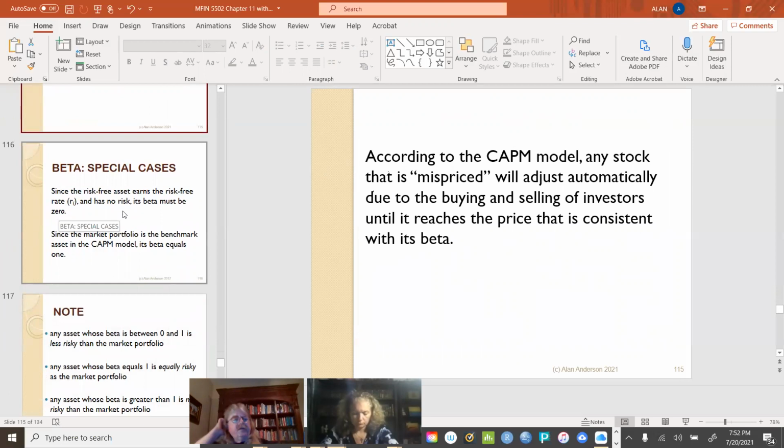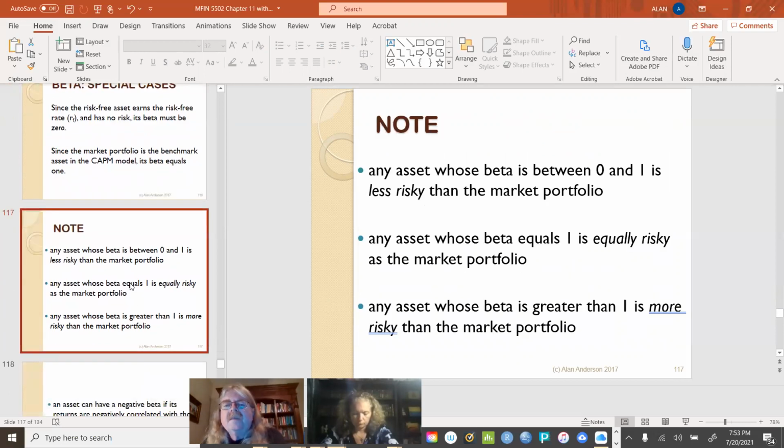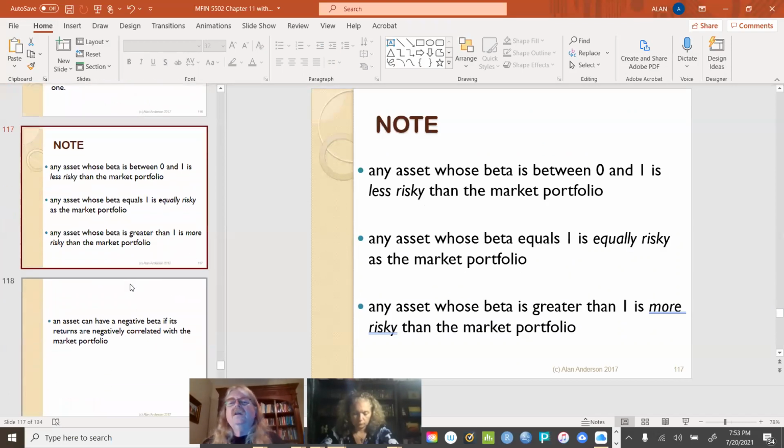Okay, now I mentioned this earlier. There's a few special cases. We can go through this one more time. The risk-free asset earns a risk-free rate of return and it has no risk. The beta is 0. For the CAPM, the market portfolio has a beta of 1, and then all the other assets in the economy, we can tell how risky they are. For example, we saw Coca-Cola is between 0 and 1, which means it's less risky than the overall market or the S&P 500. If the beta is exactly 1, then it has the same risk as the market portfolio. In other words, Standard & Poor's 500.